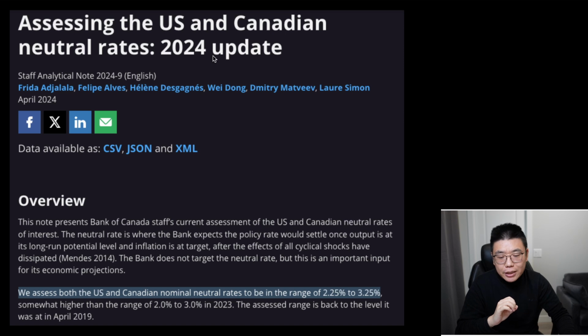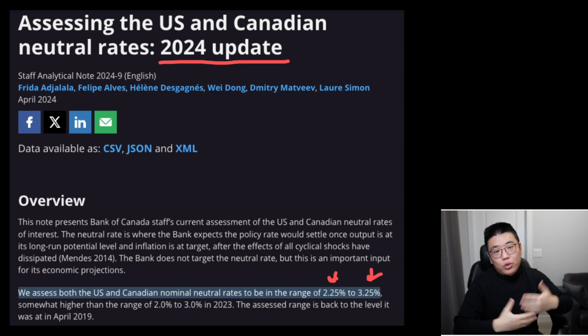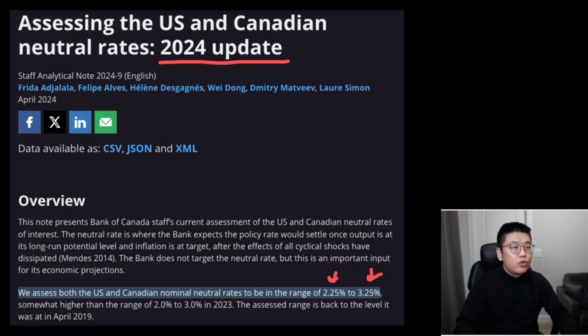The latest neutral rate update was in April of 2024, and in this report, the neutral rate range is currently at 2.25% to 3.25%. So the median of the neutral rate is 2.75%, pretty much 1% below the current rate of 3.75%. So in 2025, they are expected to continue lowering the rate towards the neutral rate of 2.75%.